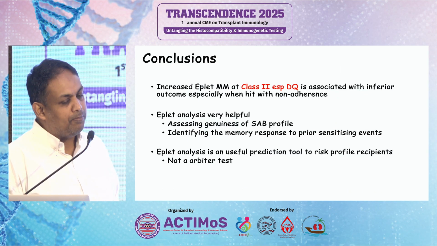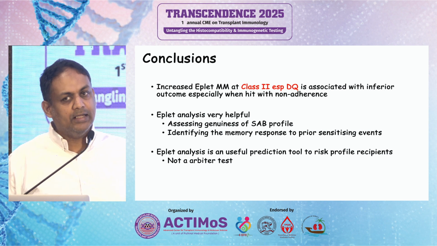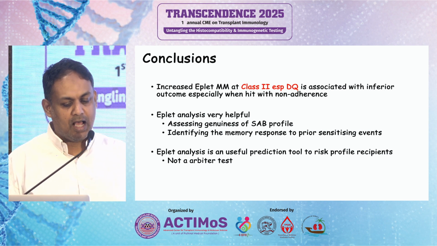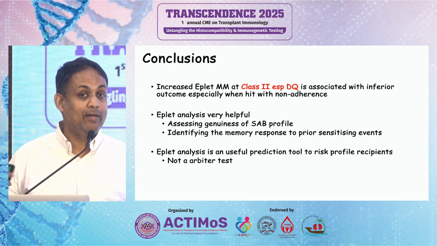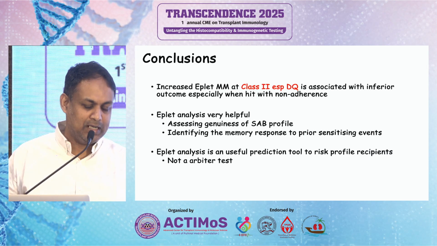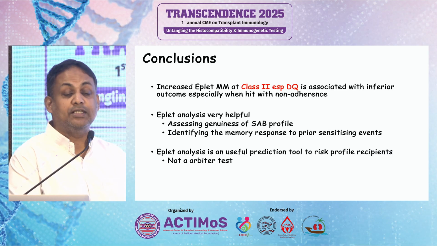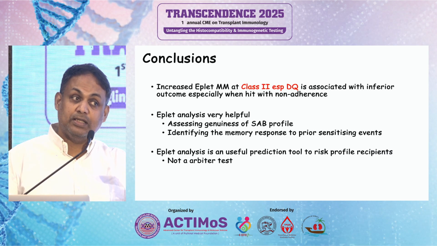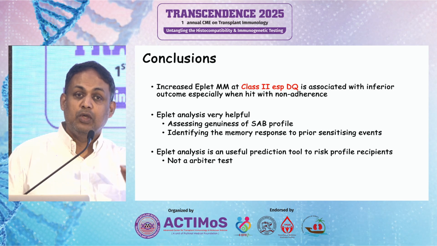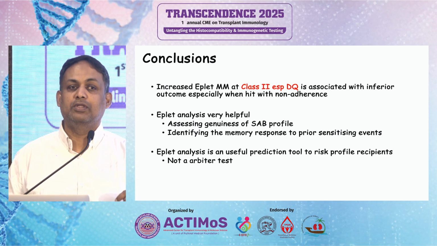So just to sum up, I think with the available evidence, increased eplet mismatch in class 2 DQ is something that you can use if you have donor options. If you have multiple donors, prospectively you can see. Suppose it's an old transplant patient, you can look at your DQs and retrospectively say that you have a high DQ mismatch, so you are not a candidate whose immunosuppression I can play with.